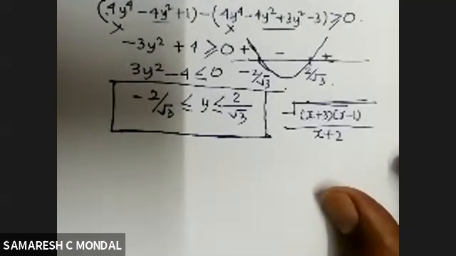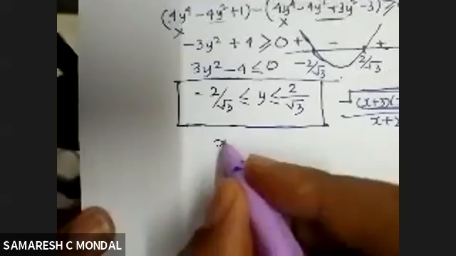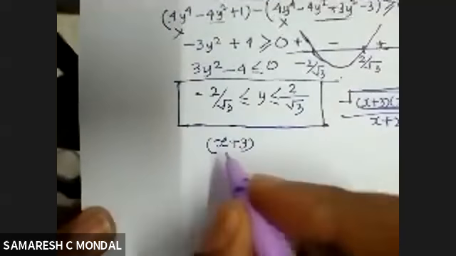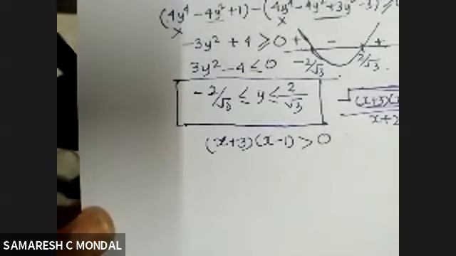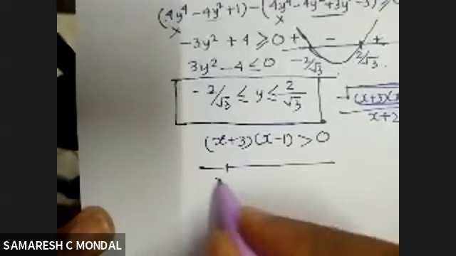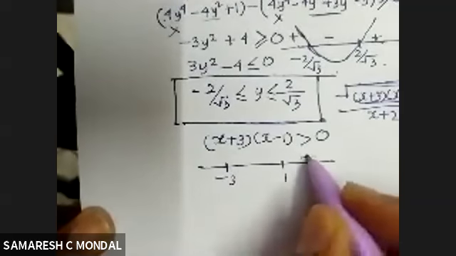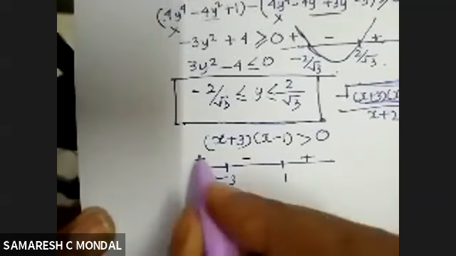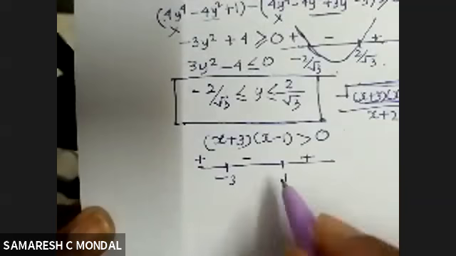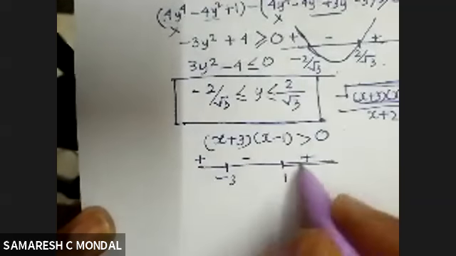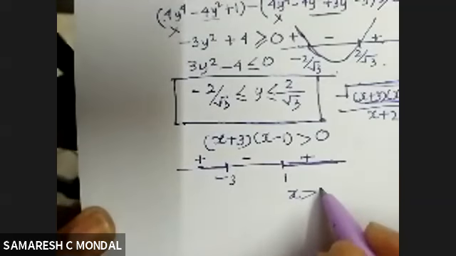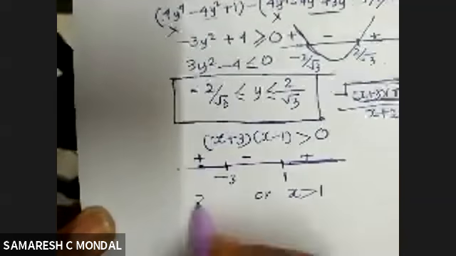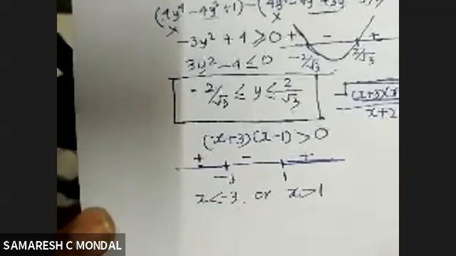This should be positive. So (x plus 3) into (x minus 1) should be greater than 0. So minus 3 and this is 1. So positive, negative, positive. Okay. So positive means it will be on this side and this side. So x either should be greater than 1 or x should be less than minus 3. That also you need to take care.